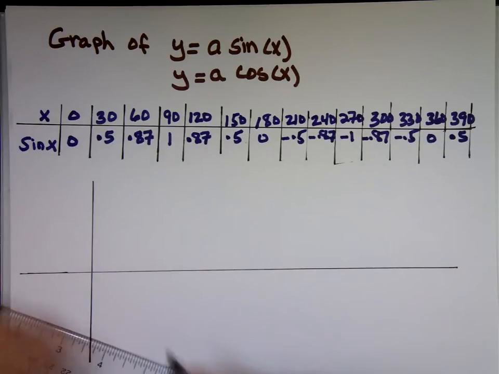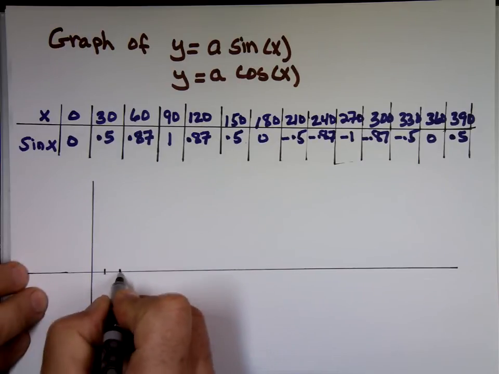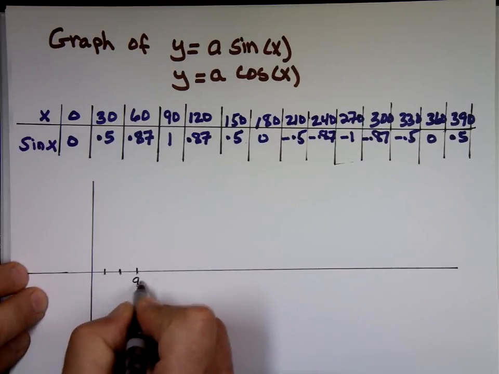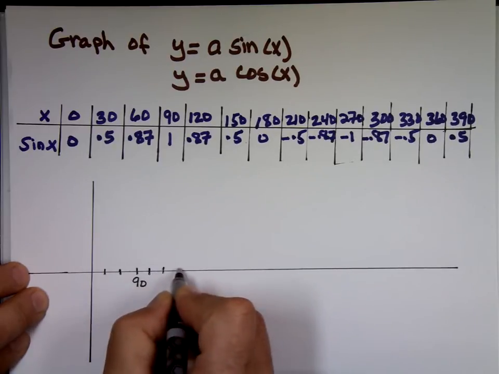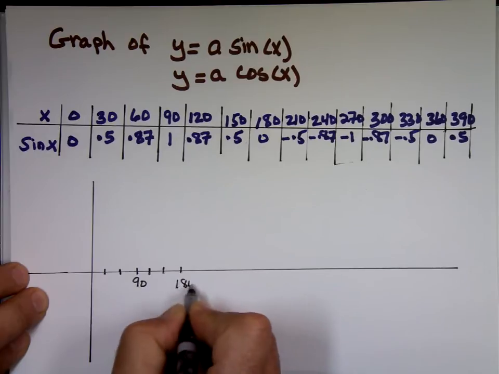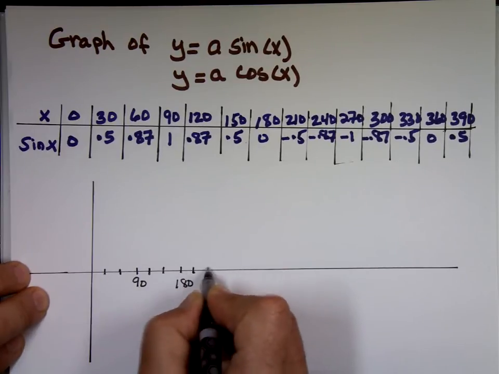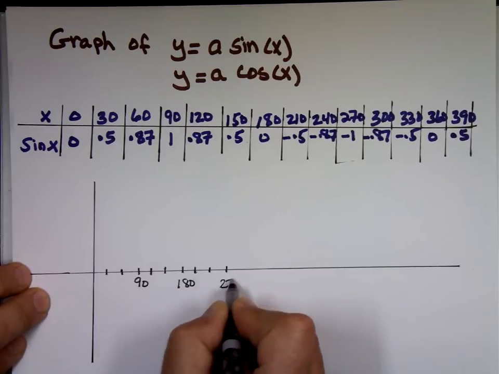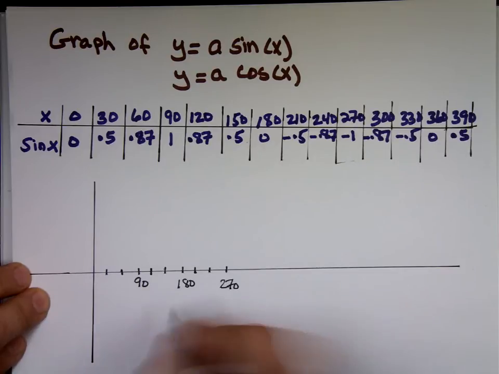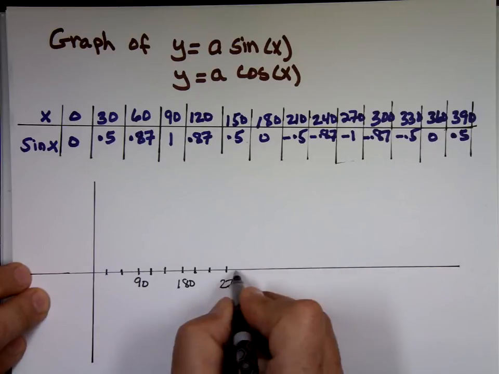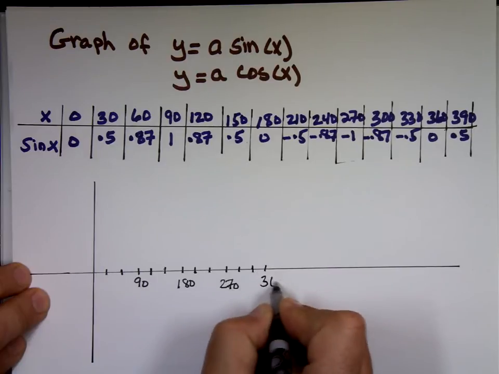So I'm going to put notches here on that paper, everything by 30. That's 30, 60, 90, 120, 150, 180, 210, 240, 270. I can't write all these numbers, there's not enough space. 300, 330, 360, and keep going.